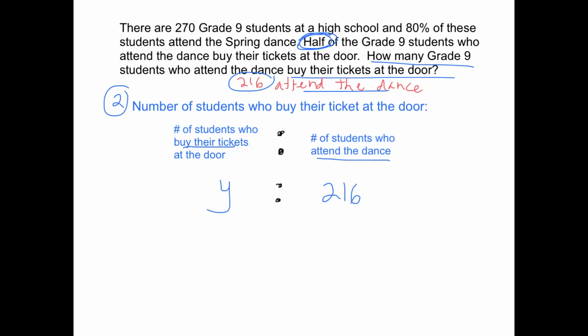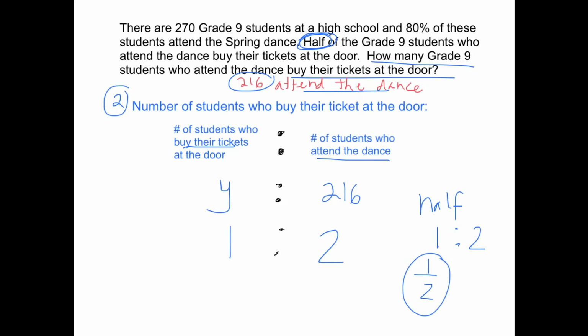How would you express half as a ratio? Would you agree that a ratio of 1 to 2 shows half? Try writing it as a fraction, 1 over 2. That represents half. So the ratio of students who buy their tickets at the door to the number of students who attend the dance is a ratio of 1 to 2, 2 being the total number who attend the dance. 1 out of every 2 students buy their tickets at the door.